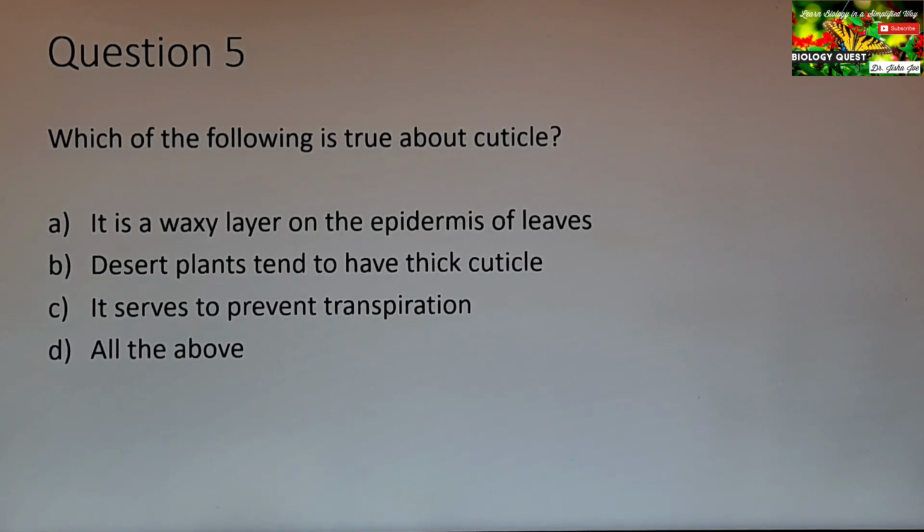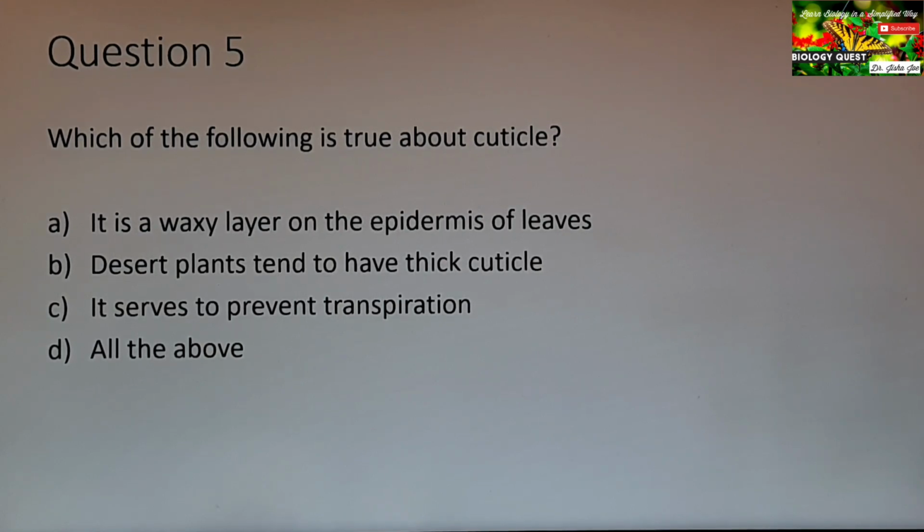So, which of the following is true about cuticle? All the options are correct. So, the correct option is all the above. It is a waxy layer on the surface of leaves or on the epidermis of leaves. Desert plants tend to have thick cuticle. Thick cuticle serves to prevent transpiration. So all the options are correct. So all the above, option D, is the correct option.